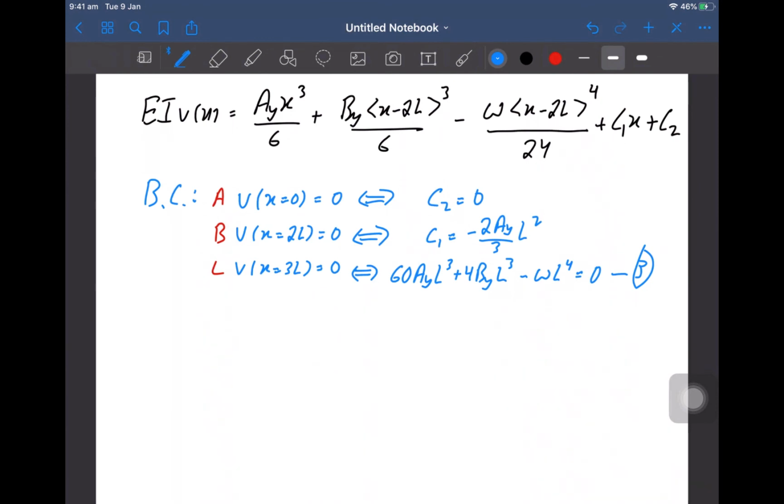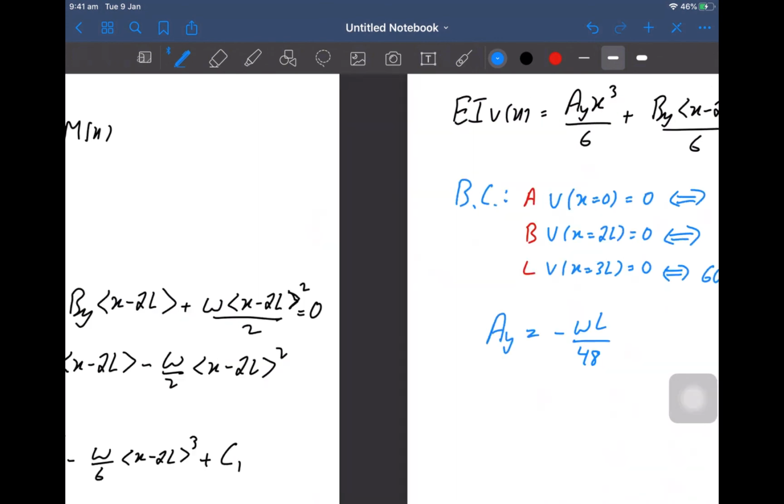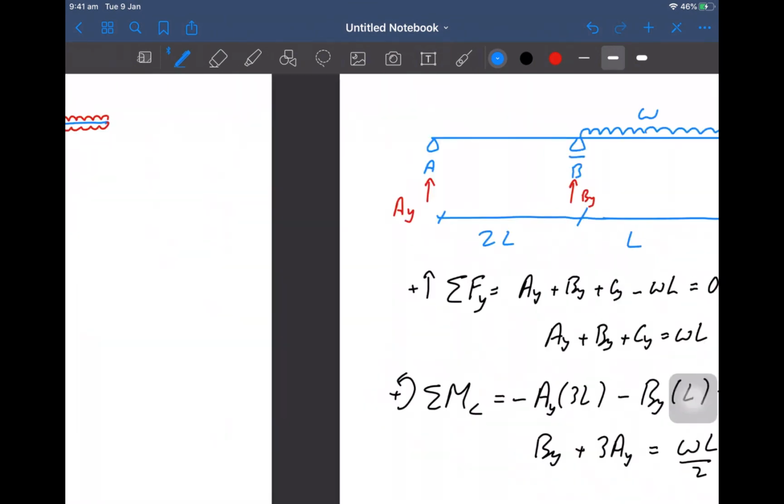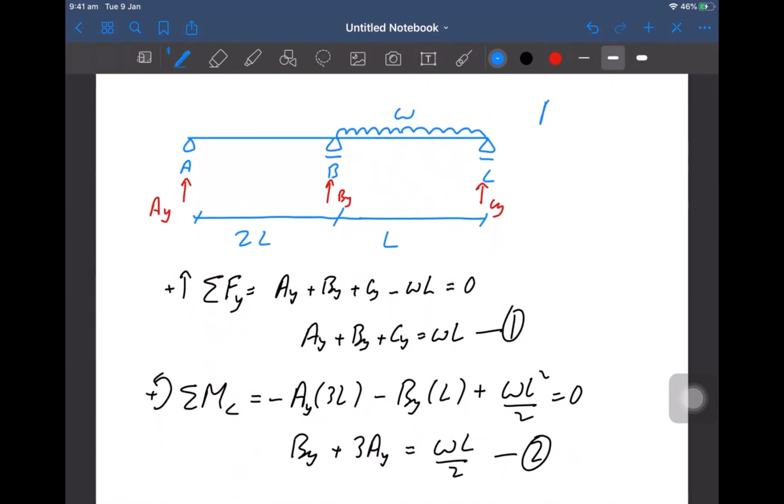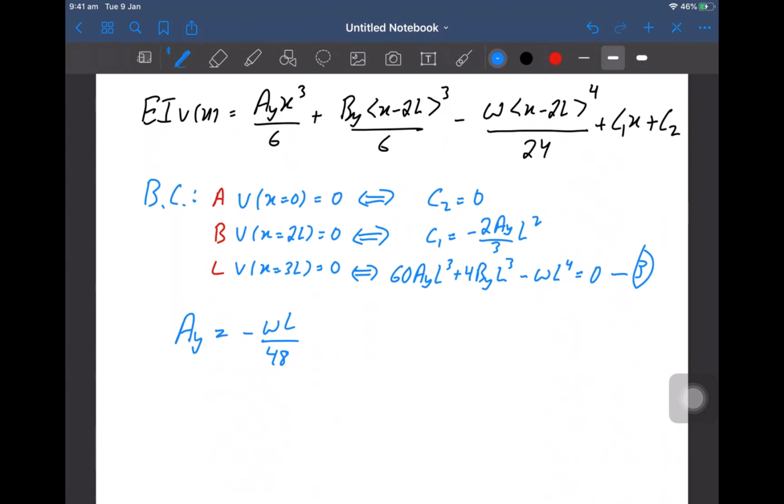So if you use Gaussian elimination, you'll get that the reaction force at A, which is what we're after, is equal to 48. Oh, I forgot to specify what we're looking for in this question. In this question, we want to know what AY is, and we want to know the slope at A. Okay, that's what we're after. Sorry. So we've got our AY, it's negative, so it's actually going downwards. Okay, because we assume positive initially.